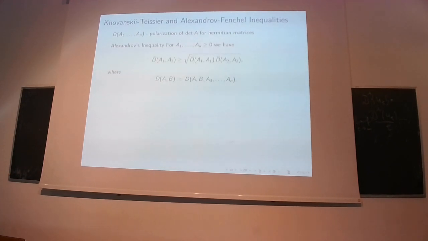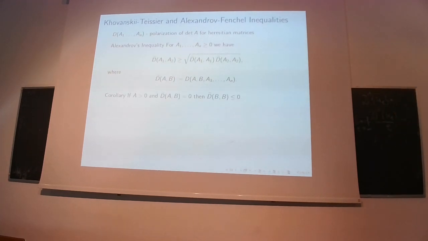so first I start with this inequality. I think Gromov calls it the Alexandrov inequality. I think Gromov is Alexandrov. It definitely follows for the Alexandrov-Fenchel just for Hermitian matrices, right? That if you have a polarization of the determinant, then the analogous result holds. Okay, so we assume this.